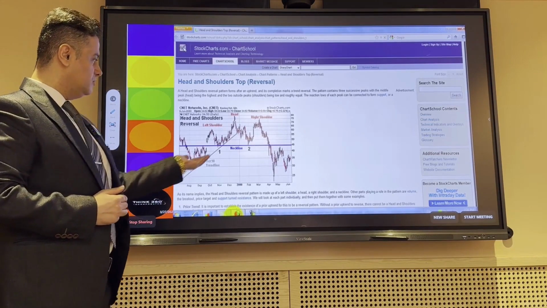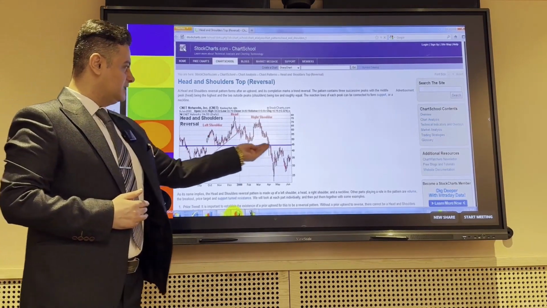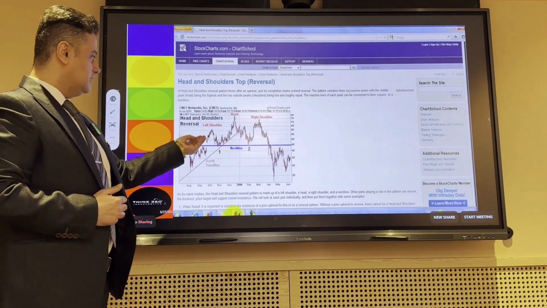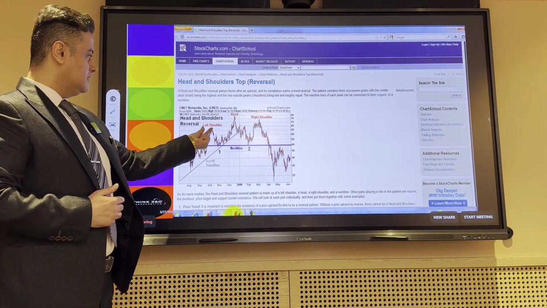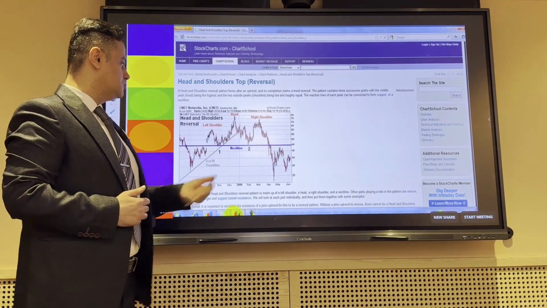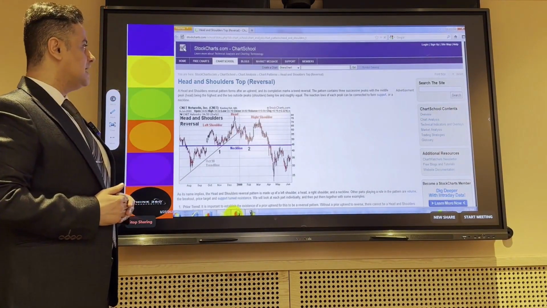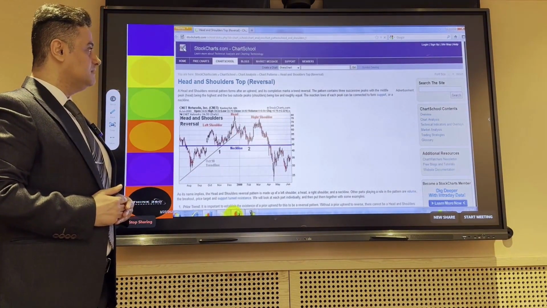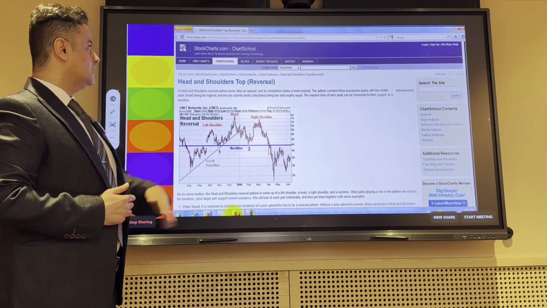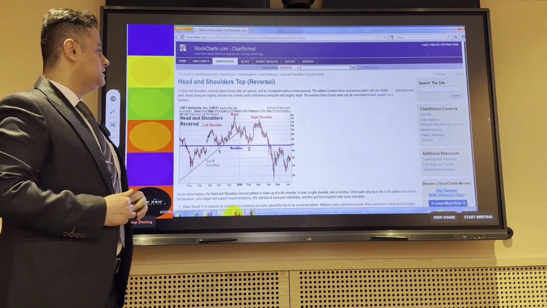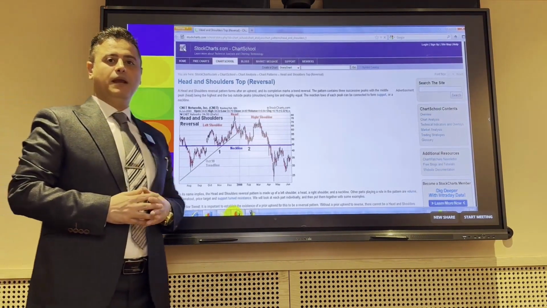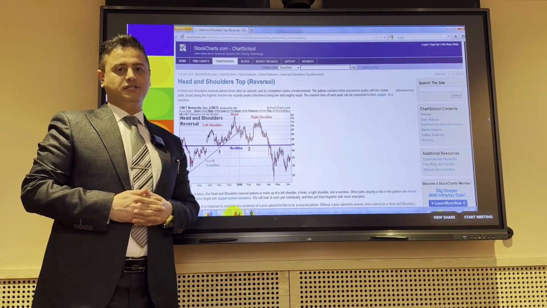For example, the head and shoulders pattern with the neckline that has formed here. You can see the left shoulder, right shoulder, and head in the head and shoulders pattern here. And you can view all the reversal and consolidation patterns in the chart school section and fully understand their explanations.